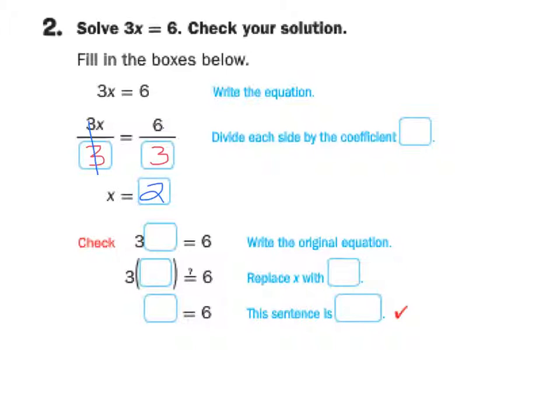So we're going to check our answer. We put this 2 in the box. So 3 times 2 is equal to 6. And that is true, that 3 times 2 is 6. So we replace the x with the 2, so the sentence is true.